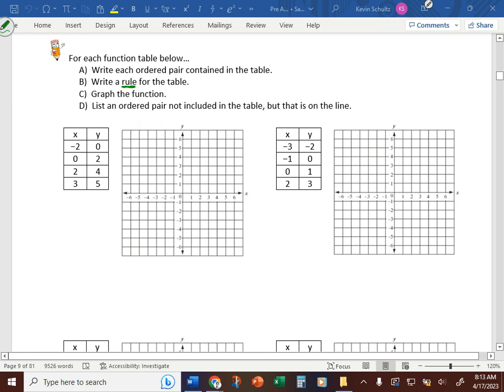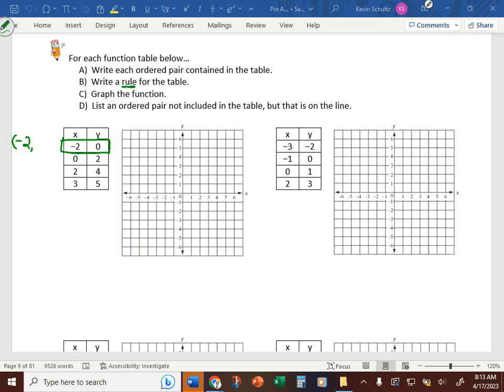Who remembers how we transfer values in a function table to graph them on the coordinate plane? We talked about this when we created function tables earlier. This -2, 0 here represents an ordered pair, an X, Y ordered pair. We can write -2, 0. You've seen this notation before when you graphed points last year. It's got the parentheses around it, and the numbers are separated by a comma.